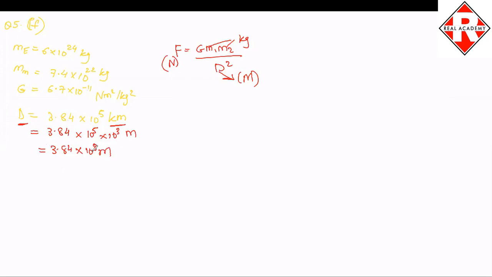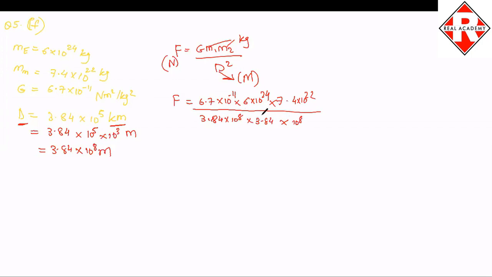So now all the values that are required are given. Substitute your values, you just have to find F, right? G's value is given, that is 6.7 into 10 raised to minus 11, right? M1 is the mass of earth, that is 6 into 10 raised to 24. Mass of moon is 7.4 into 10 raised to 22. The whole upon distance square. How much is distance? 3.84 into 10 raised to 8 into 3.84 into 10 raised to 8. I have multiplied it twice.